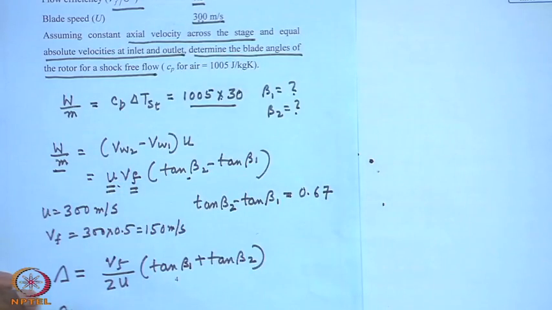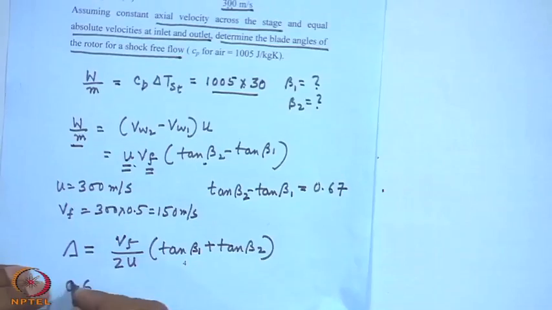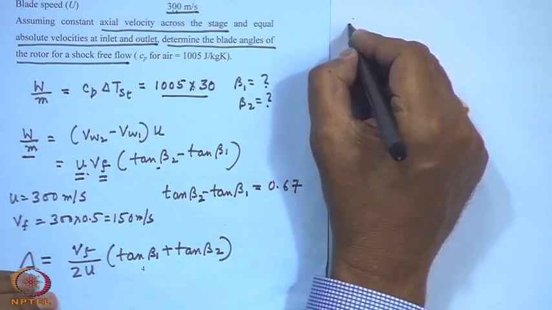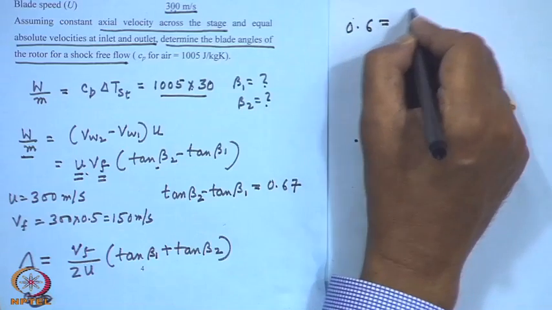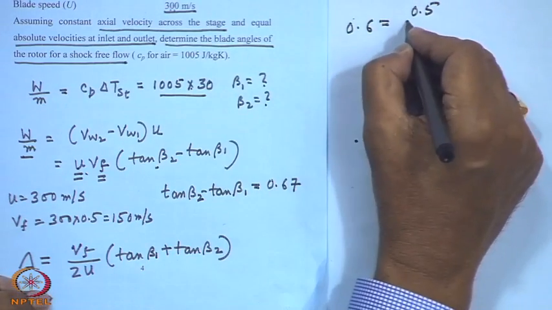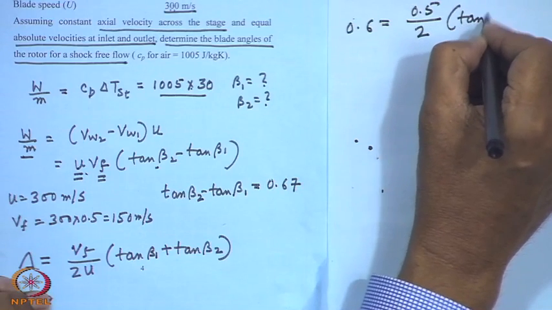Rather I write here, it will be better. Vf by U is 0.5. It is given in the problem. So, the degree of reaction is 0.5, equal to Vf by 2U into tan beta 1 plus tan beta 2.